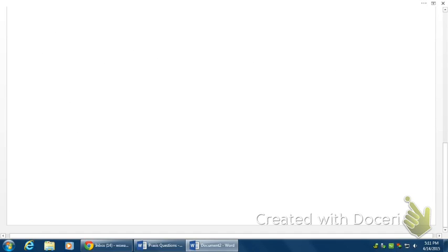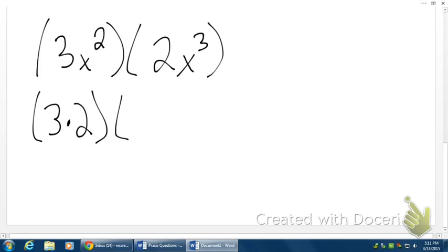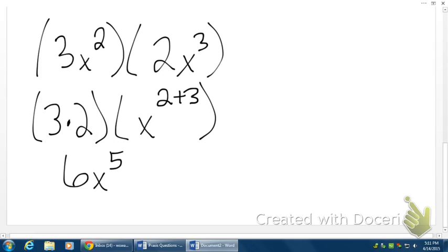Alright. Make sure if you have something like this where there's a number in front and a coefficient, remember, we're still multiplying the numbers. 3 times 2. Okay? And then we are still adding those exponents. When we're multiplying those variables, add those exponents up here. Okay? Still multiplying this though. This becomes 6, x to the fifth. Alright?